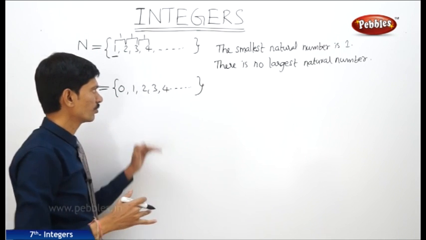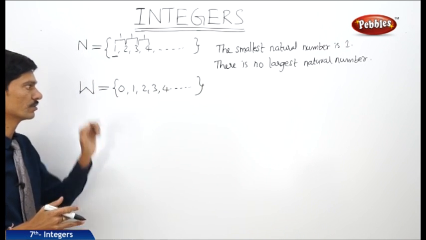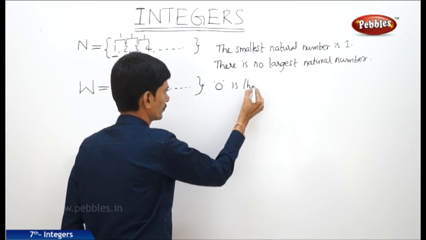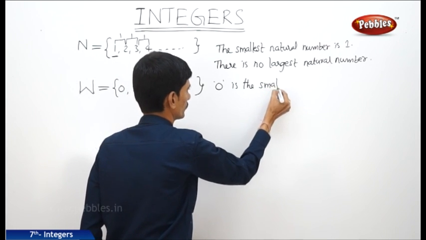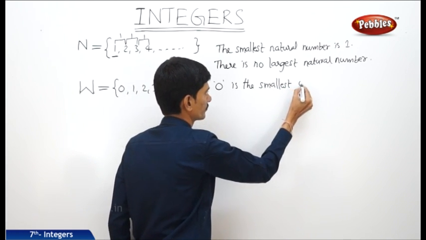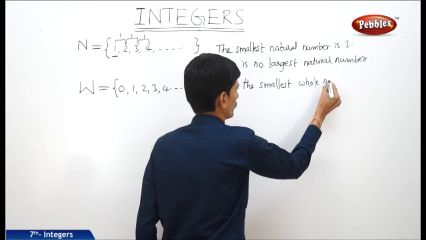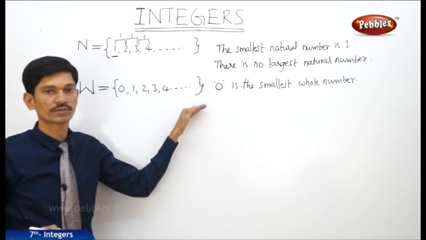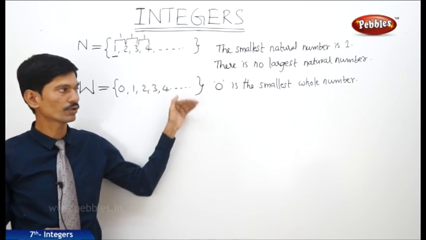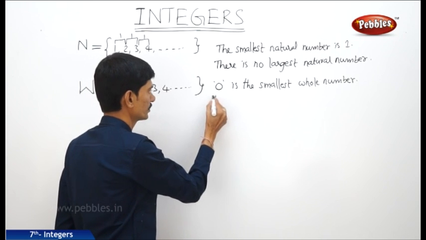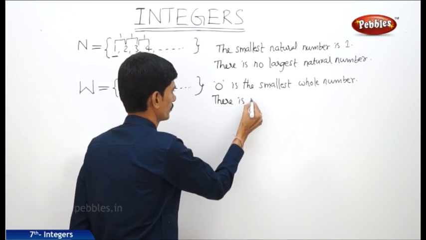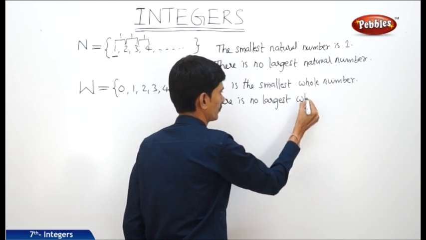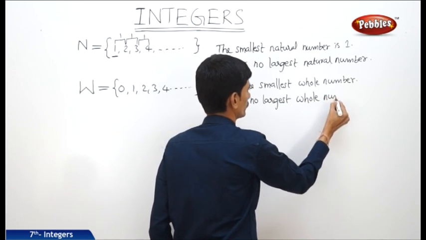Whole numbers means natural numbers together with 0. Here, what is the smallest whole number? That is 0. So we can write, 0 is the smallest whole number. And what is the largest whole number? So here also we cannot find any largest whole number. So there is no largest whole number.